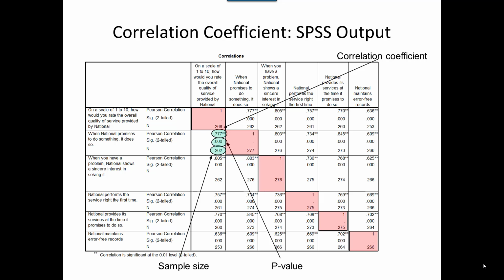Now what does this mean? It means that the responses to the two scales, when National promises to do something, it does so, and how would you rate the overall quality of service provided by National, are highly positively correlated. That is, the variables move together very closely in the same direction. Someone who gives a high score on the first variable will also give a high score on the second. The implication for National is that their perceptions of overall quality are driven to some extent by their ability to fulfill their promises.